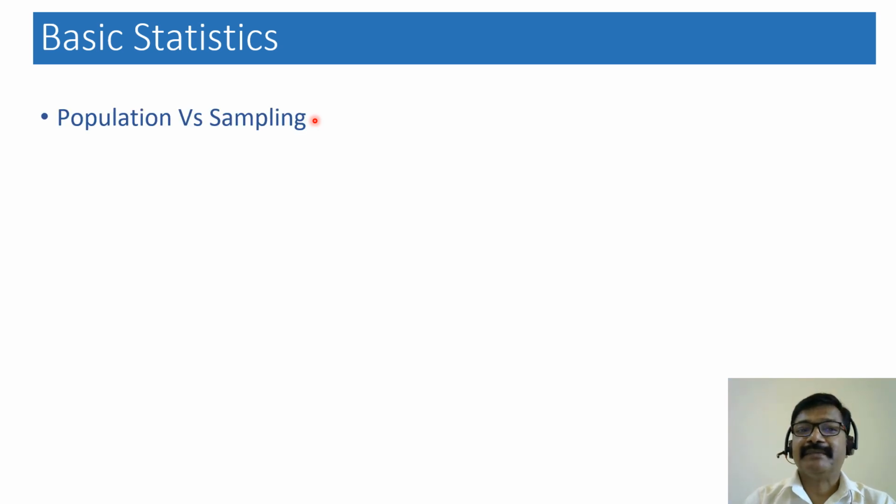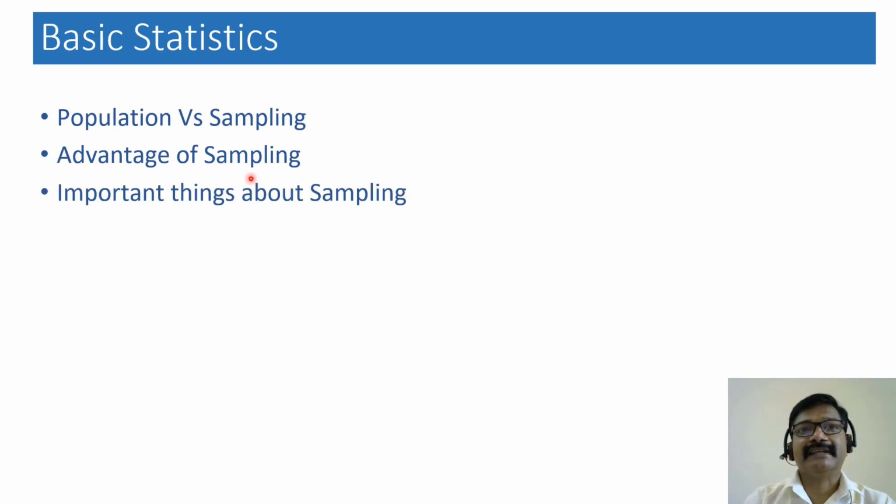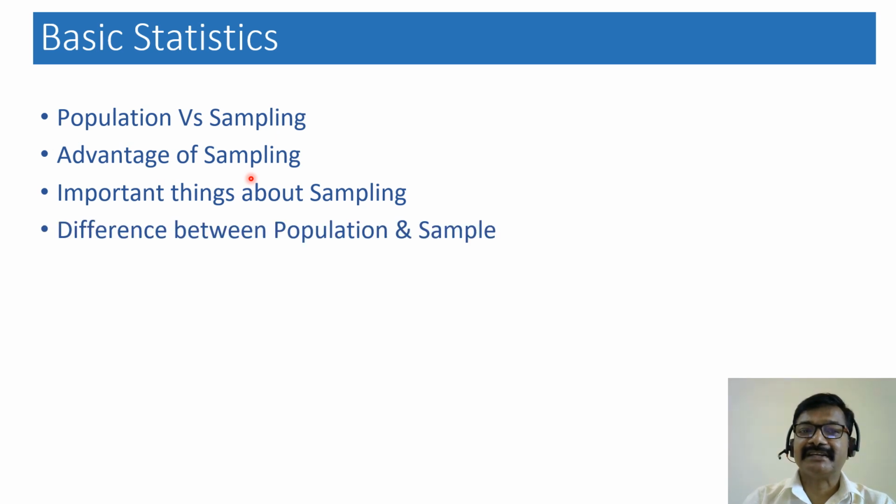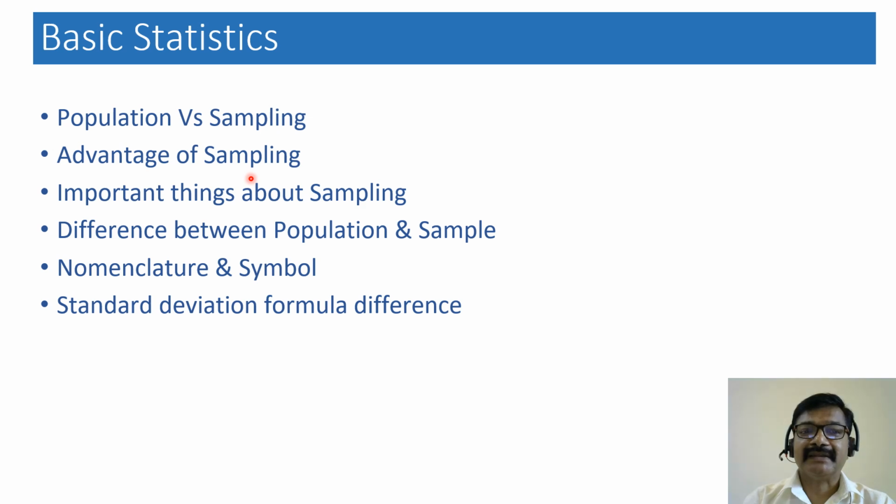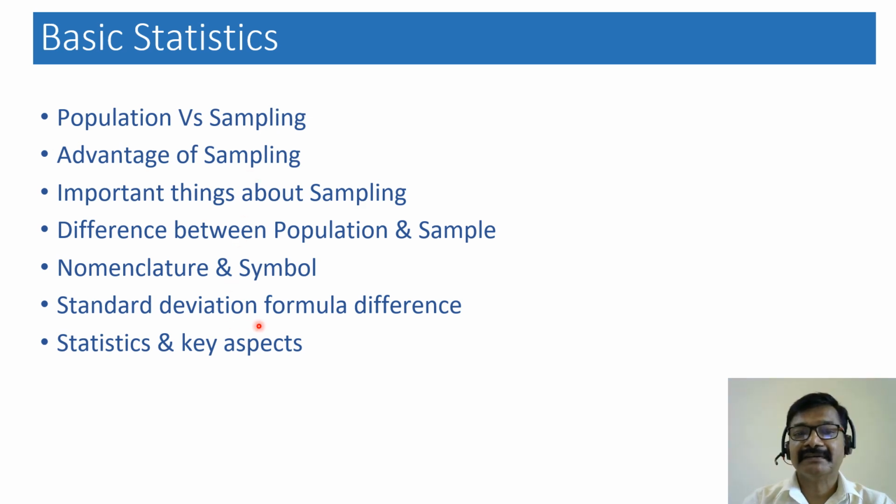Today we are going to see the basics of population and sampling, why sampling is required, that is the advantage of sampling, then a few important things about sampling, then what is the difference between population and sample, then we are going to see the nomenclature and the symbols which are used for the population and sample. Then what is the difference between standard deviation for the population and the sample? Apart from that, we are going to see how sampling is related to statistics and what the key aspects are.